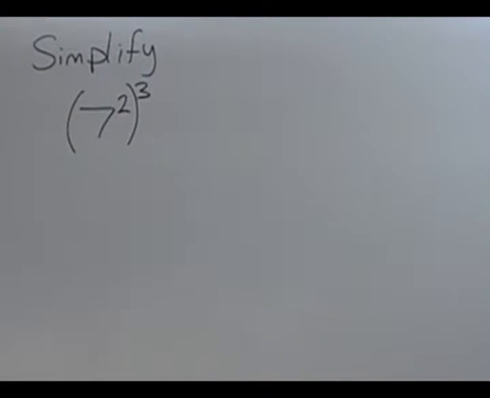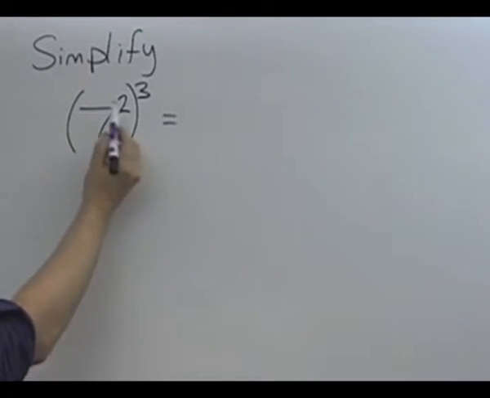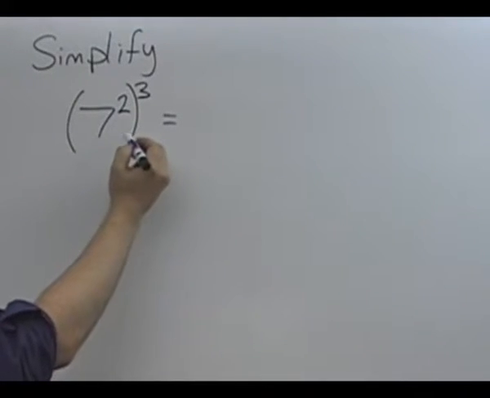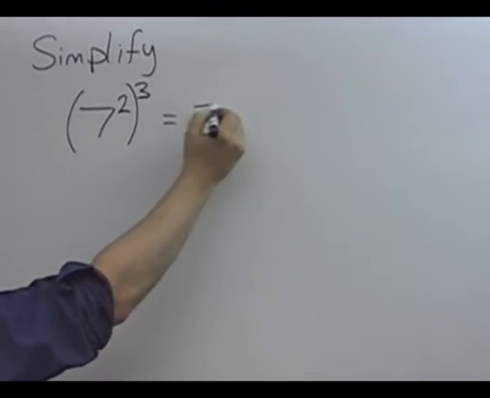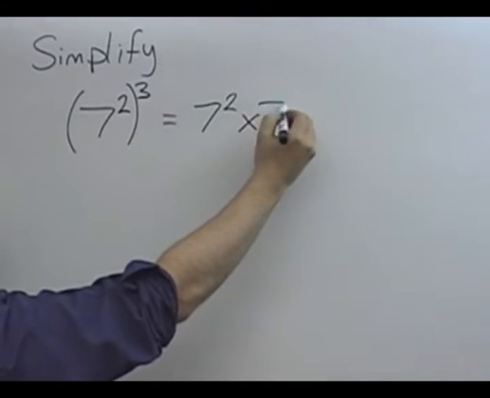Here's an example of a classic mistake people might make. What we've got here is 7 squared all cubed. Now some people make the mistake of adding the powers here when that's not what should happen. What you should do is look at this as 7 squared times itself 3 times. So it's like this.